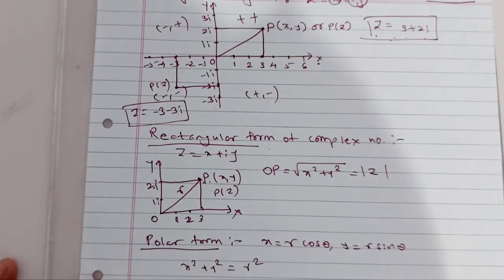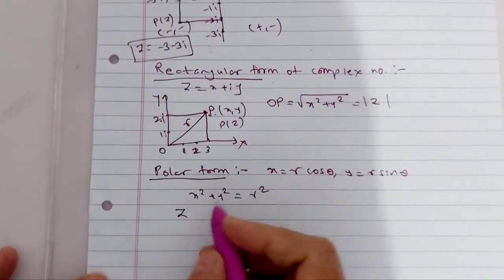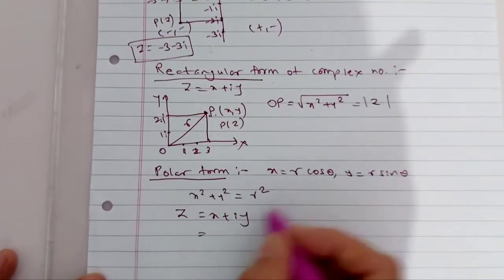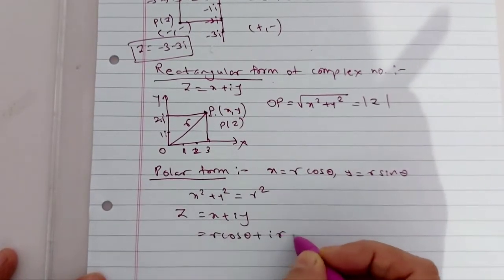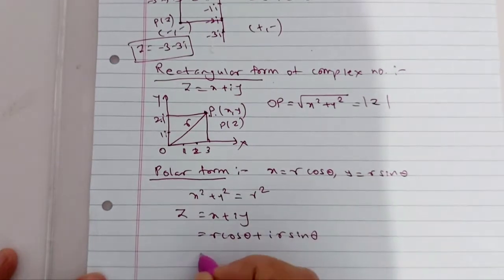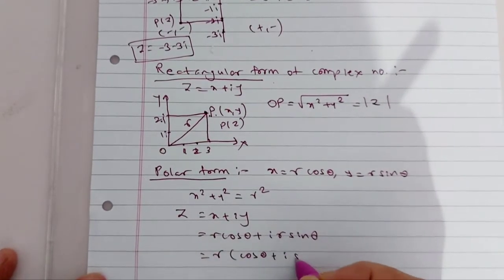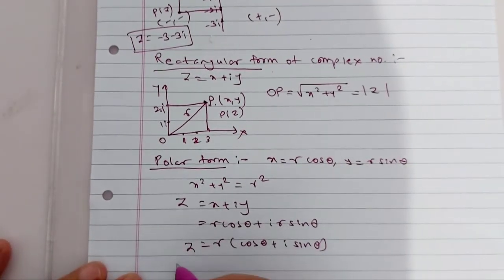So if we try to substitute the value, how will we write it? We'll write first z. z is the complex number, so z is equal to x plus iy. What is the x value? r cos theta. What is the y value? i r sin theta. Right? So take r common and write r times cos theta plus i sin theta. So this is my value of z.